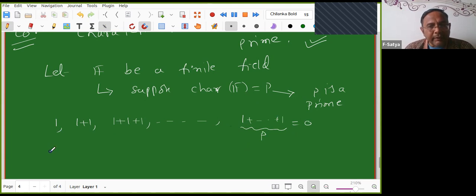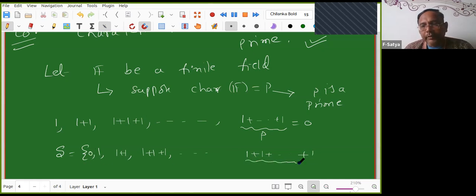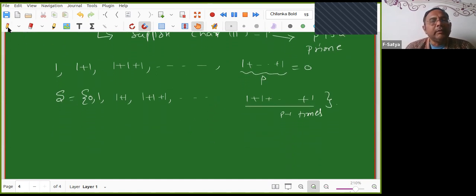Now if I collect this, my set S is equal to 1, 1 plus 1, 1 plus 1 plus 1, up to 1 plus 1 plus and so on. I'm adding 0 also here, and 1 added p minus 1 times, right? Yeah. So then what can we say about this set?